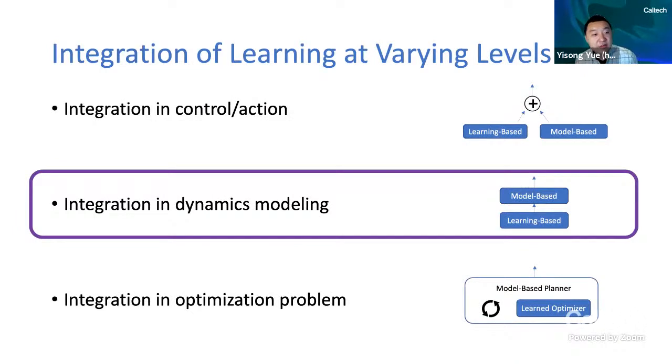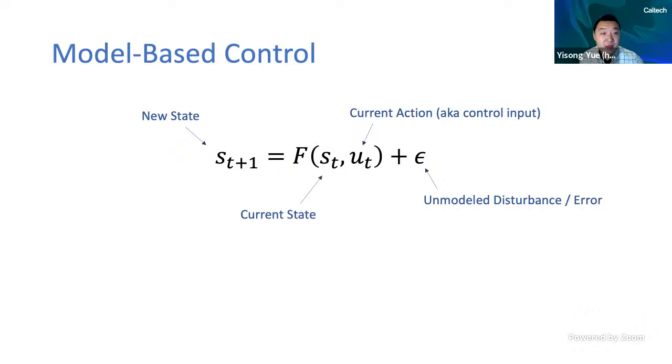Okay, so the next part of the talk is about how to integrate learning and control at the dynamics modeling level rather than the action level. And so we'll be working with model-based control then, of course. This is just a generic way of thinking about model-based control. You have your current state, s_t. You have your action, which I'll denote as u_t here. And then you have your model of the dynamics, which gives you the next state given the current state and the current action, plus some unmodeled disturbance or error or noise.